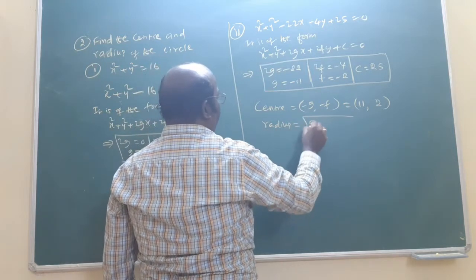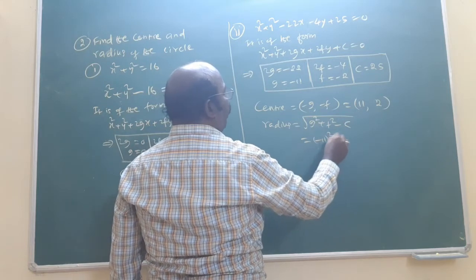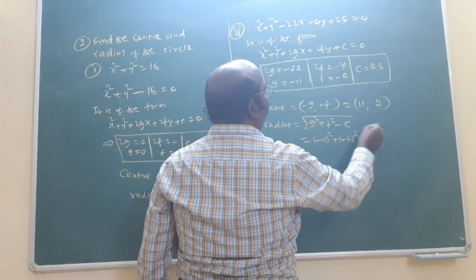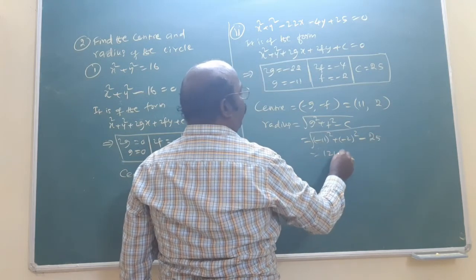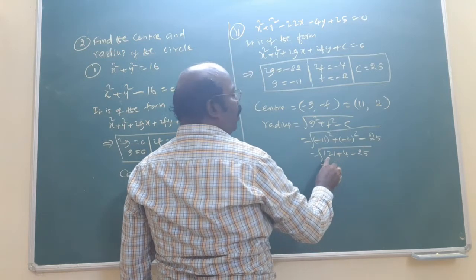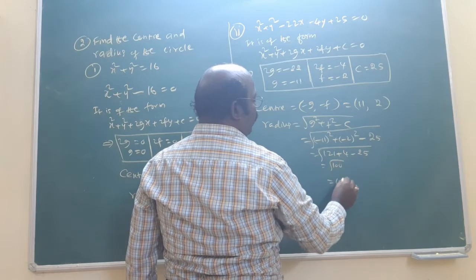What is the formula? Square root of g square plus f square minus c is the formula. g square, minus 11 square, plus minus 2 square, minus 25. c is 25. 121 plus 4 minus 25. 121 plus 4, 125 minus 25, 100. Root of 100 is 10 units.